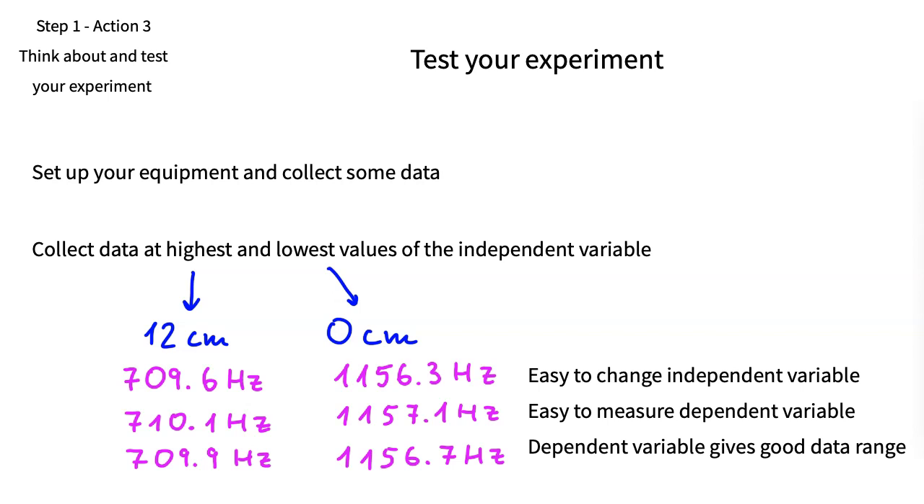If, for example, at 0 centimeters I would have gotten values close to 710 Hz, my experiment would probably not give me a good range of data, and I might need to rethink what I want to do. And the final plea, please test your experiment, because I have seen several students in the past waste a lot of time later in their IA process because they did not make sure that their experiment works properly.